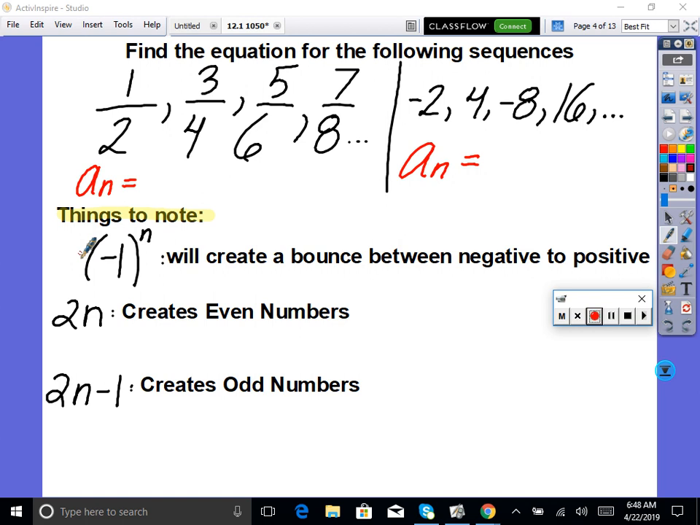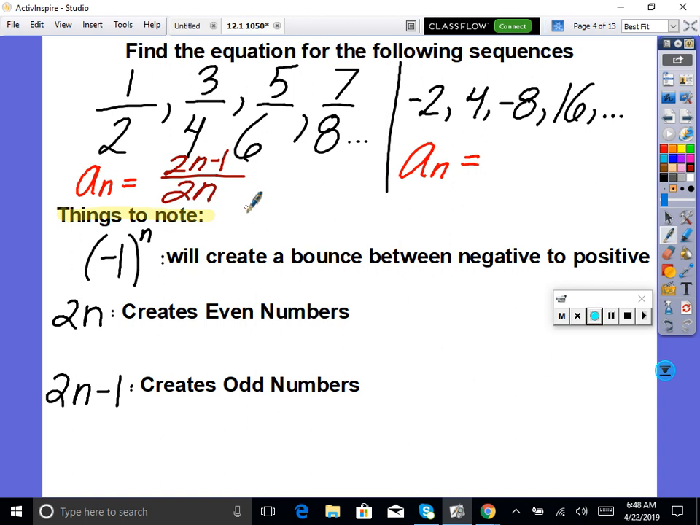So let's see if we can create a formula. Now often when you're doing fractions, you literally just create a formula on top divided by a different formula on bottom. So what would be our formula that would create 1, 3, 5, 7? 2n minus 1. Good. And then what would create 2, 4, 6, 8? 2n.